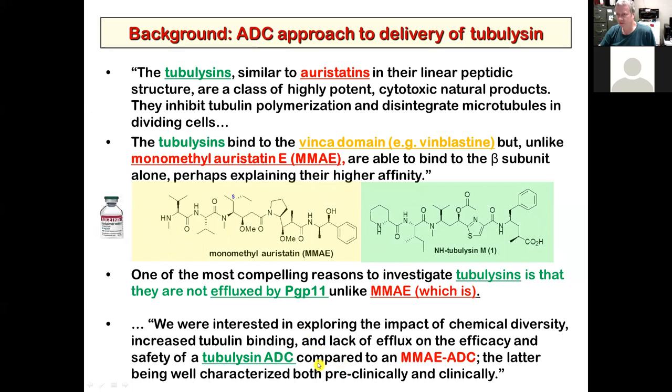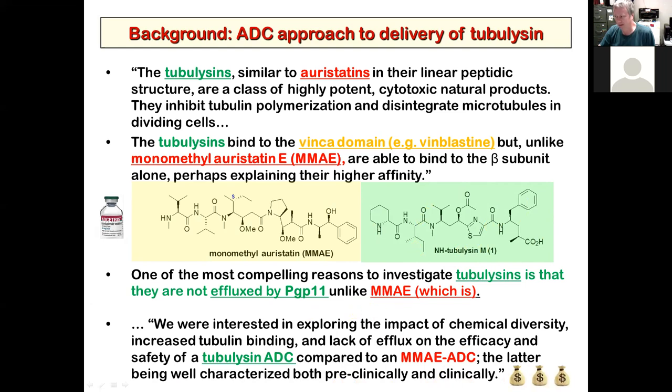So, quote, we were interested in exploring the impact of chemical diversity, increased tubulin binding, lack of efflux on the efficacy and safety of a tubulysin ADC compared to an MMAE ADC, right? Cool idea, very cool idea, because tubulysin is probably the better drug here. The latter is being well characterized preclinically and clinically, all right? Good, so that's the basis of this paper, is to create an antibody drug conjugate based on tubulysin, all right?